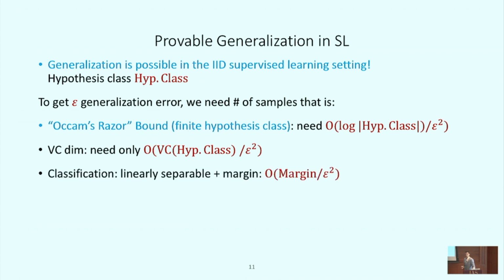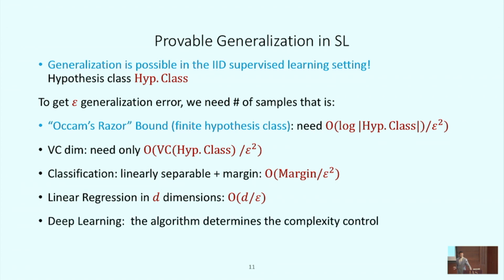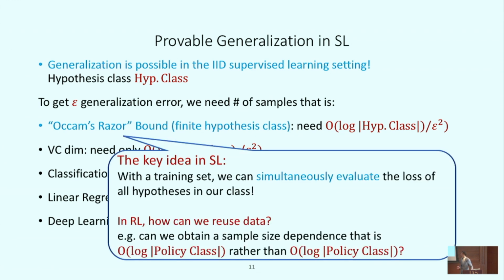And then we have spent a lot of time looking at computational and statistical issues in special cases. For example, for classification, if our data are linearly separable and we have a margin, we can generalize with margin over epsilon squared. If we're doing linear regression in d dimensions, we can also generalize with the number of samples that's d over epsilon. And we're even starting to get some ideas about deep learning. Okay, so this is the kind of whirlwind tour of generalization in supervised learning. Definitely ask questions, and we'll move into RL in a moment.